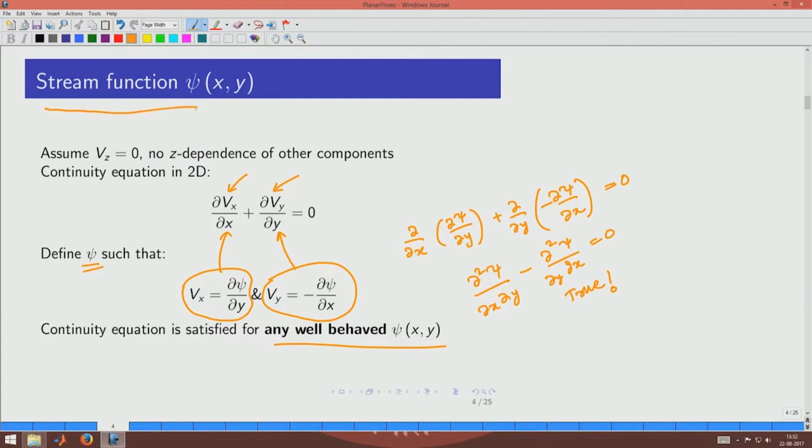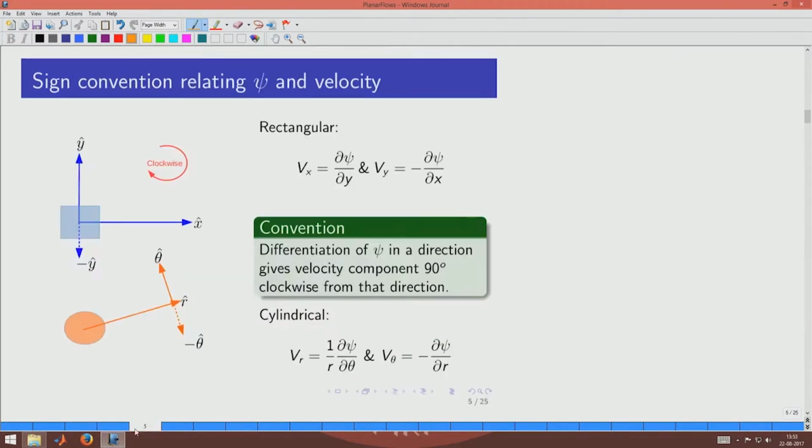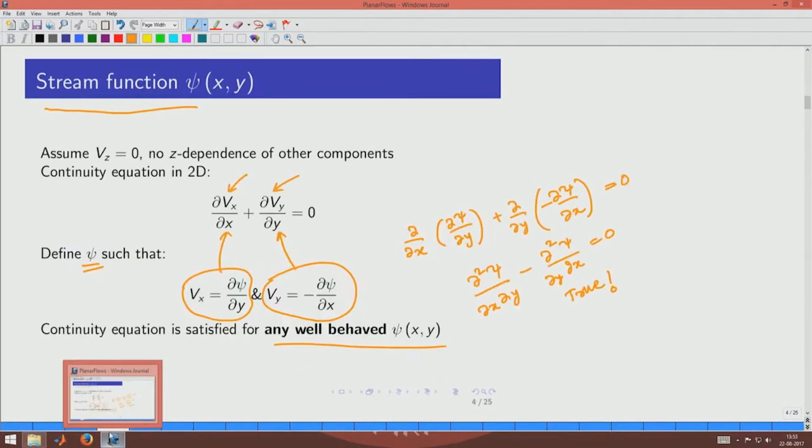Okay, so the reason why it is called a stream function will be evident in a moment, but at this moment we would just call psi a function that allows us to generate the velocity components. We could have defined these expressions with the minus sign either for the Vx component or the Vy component.